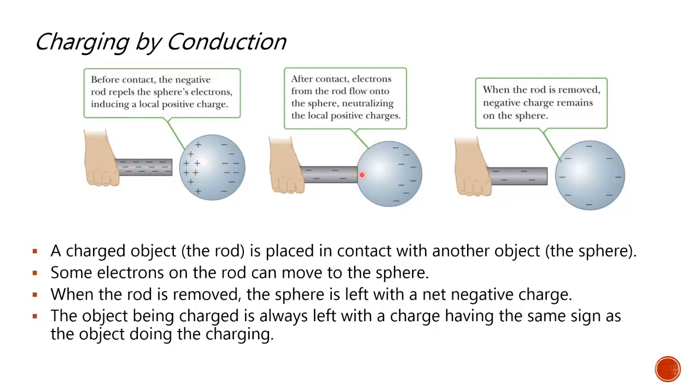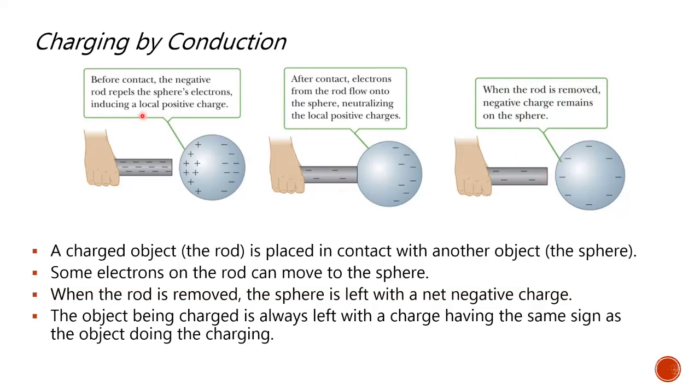After contact, if you put the rod in contact with the surface of the sphere, the electrons from the rod flow onto the sphere, neutralizing the local positive charges. As you can see, there are no more positive charges because they are already neutralized by the negatively charged rod. And then when you remove the rod, the negative charge remains on the sphere. So the two are now negatively charged.